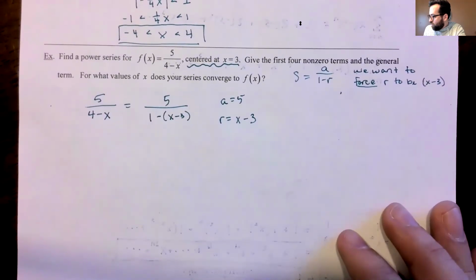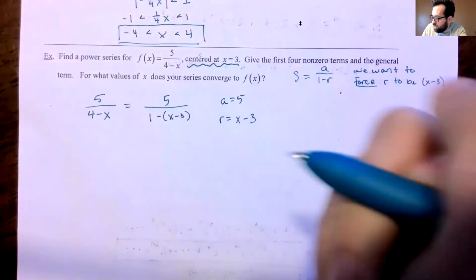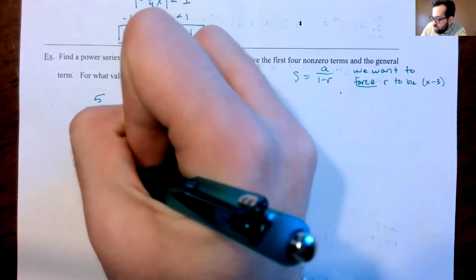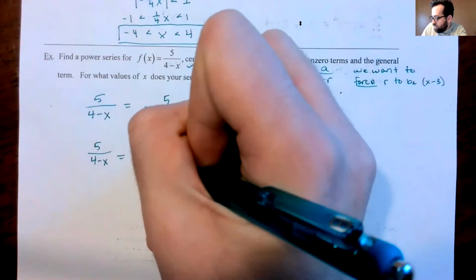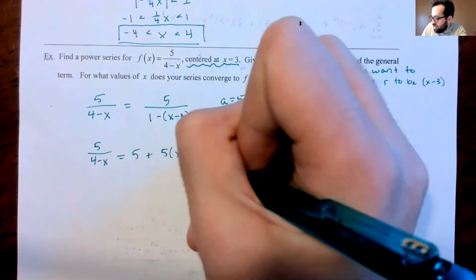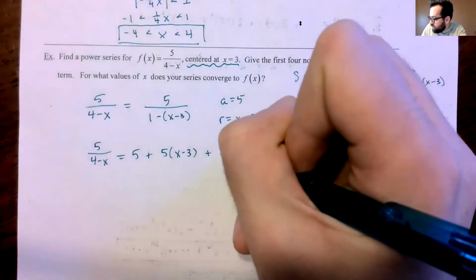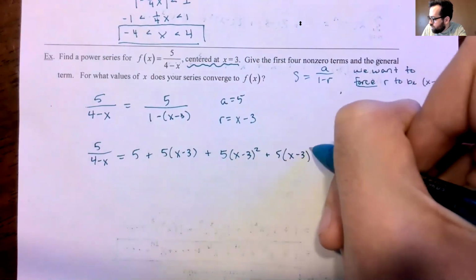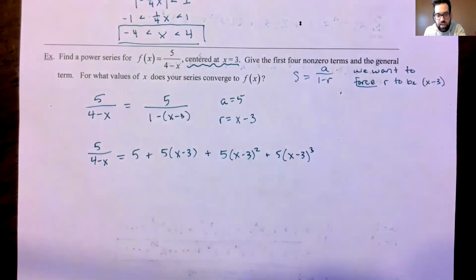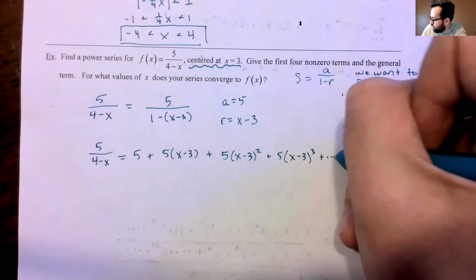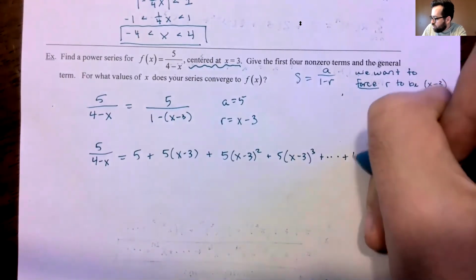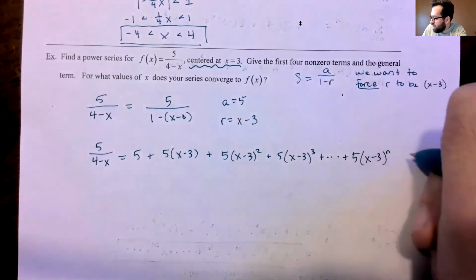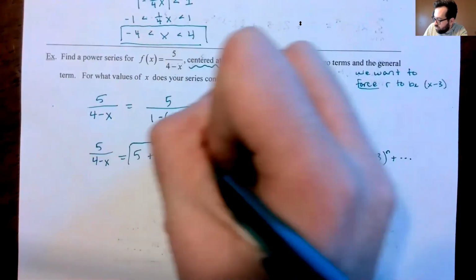So we're trying to do the first 4 non-zero terms and the general term. So we could say that 5 over 4 minus x could be represented as 5 plus 5 times x minus 3 plus 5 times x minus 3 squared plus 5 times x minus 3 cubed. There's the first 4 non-zero terms. I'm not going to be distributing. I'm not going to be foiling. We're just going to leave it like this. It's nice and tidy and neat and organized, and that's what we like. And the general term is going to be 5 times x minus 3 to the n. So that's part of our answer.